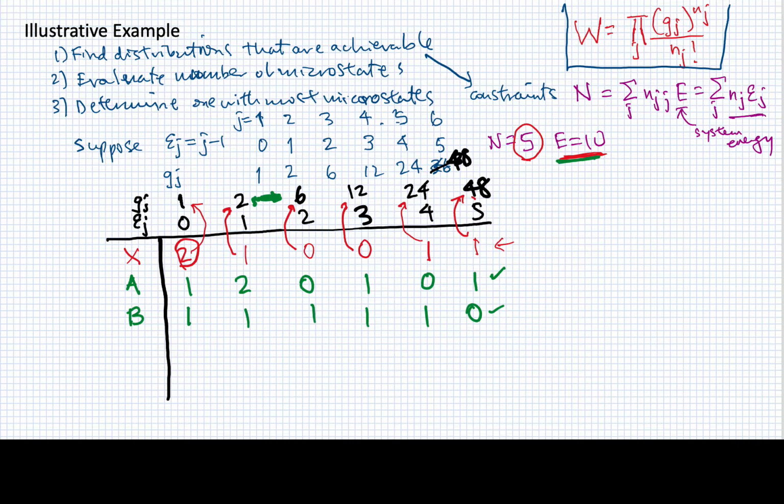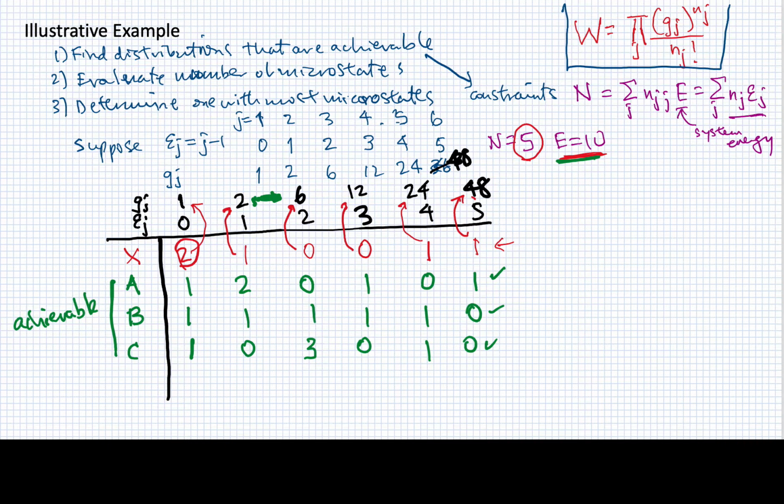Let me do one more just to seal the deal here. Let's suppose I've got 3 that have energy 2 and 1 that has energy 4. So I've got 3 times 2 is 6, plus 1 times 4 is 4, so 4 plus 6 is 10. So I don't have any more energy. I still have one more molecule, so I'm going to have to put it down here in 0 energy. So all 3 of these are achievable distributions. They match both the number of particles and the total energy.